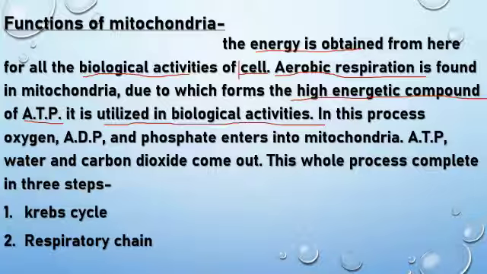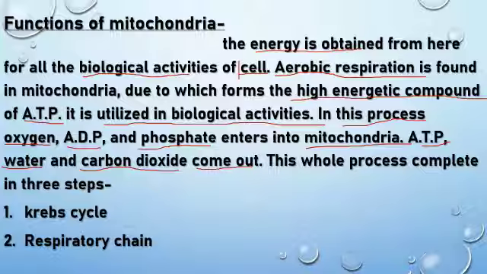And in this process, oxygen, ADP, meaning adenosine diphosphate, and the phosphate, these three essentials enter into the mitochondria. What are the three compounds? The oxygen, ADP, and the phosphate. And the ATP, and the water, or the CO2, the carbon dioxide, come out.